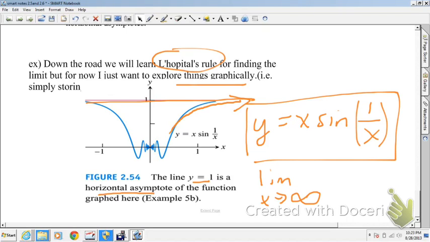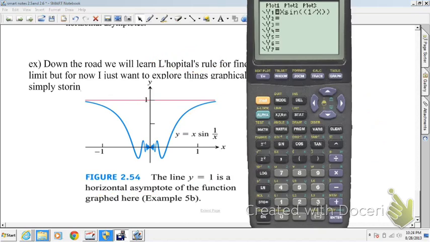Let me hit pause as we do that. So I'll tell you what I like to do. I typed in x sine 1 over x. I always like to hit zoom trig because it'll usually give you a nice window. So zoom trig. And we see it oscillating in there. It doesn't look like it's oscillating as much as it does on that picture, but if you zoomed in near origin, it would. But again, we're not looking at origin in this case. We're looking out, as x gets bigger and bigger.